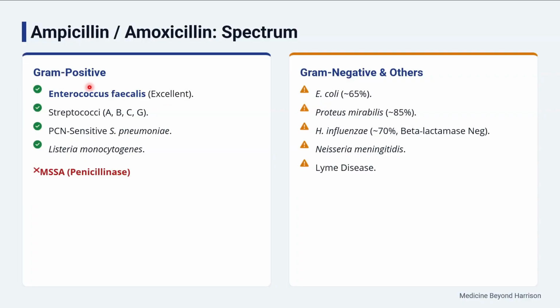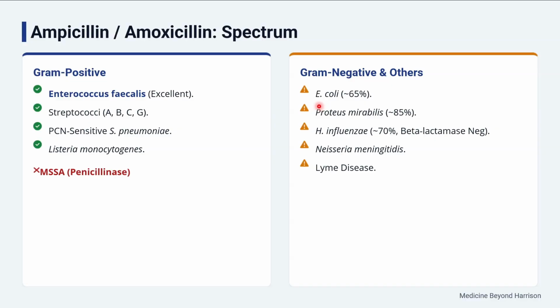Now the ampicillin and amoxicillin spectrum. These are not so active against MSSA organisms because of production of penicillinase. The ampicillin use case is mainly against Enterococcus faecalis. For faecium, it can be used when it is a susceptible organism. Ampicillin gives excellent coverage against Enterococcus faecalis. It can also be used for Streptococcus, penicillin-sensitive Streptococcus pneumoniae, and Listeria. So currently, the main use case of ampicillin is against Enterococcus faecalis.